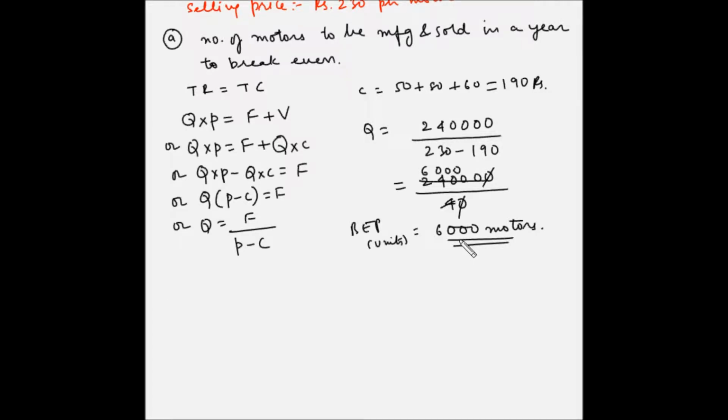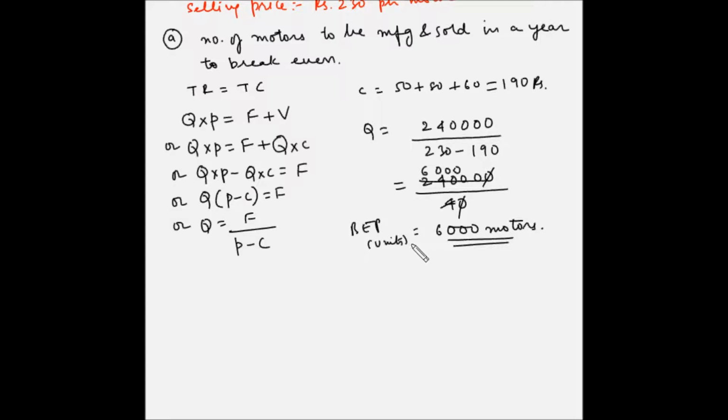Now let's move to the next one, which is we have to find out the number of motors to be made and sold in order to make a profit of rupees 1 lakh per year. So this was the case where we wanted to find out the number of motors to be manufactured and sold in order to have a no profit, no loss.